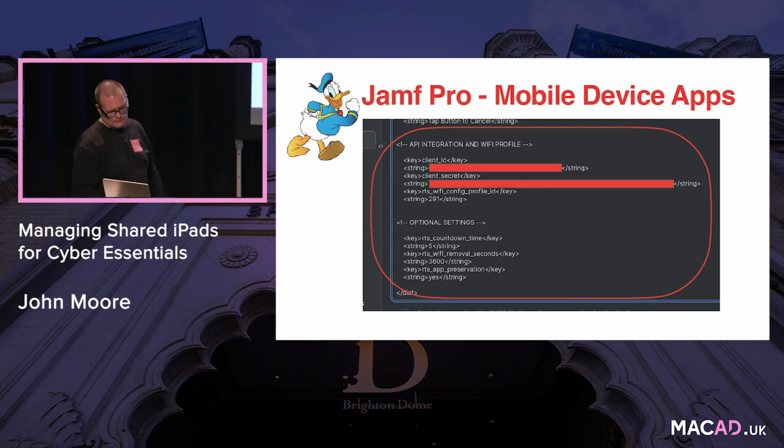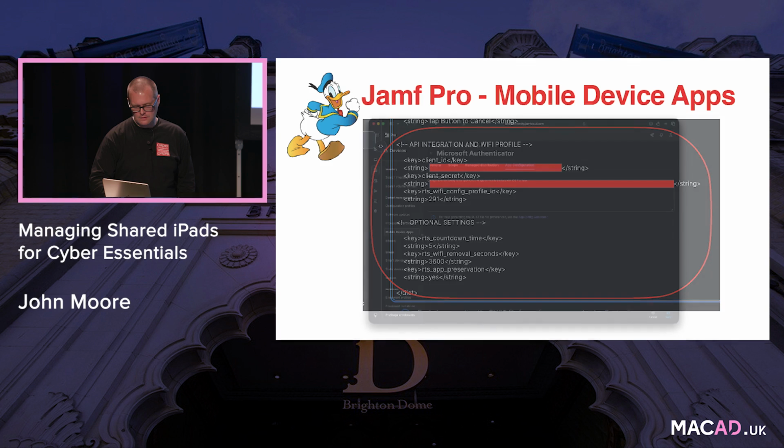There are some optional settings as well. Countdown timer, so when you open the RTS app, you can set it to 1, I suppose, to make it really quick, but the default is 5. The 3600 is just going to remove the temporary onboarding Wi-Fi profile after 60 minutes. And you've also got the option of app preservation, just to make the user experience a bit better and speed up the initial setup of the device.